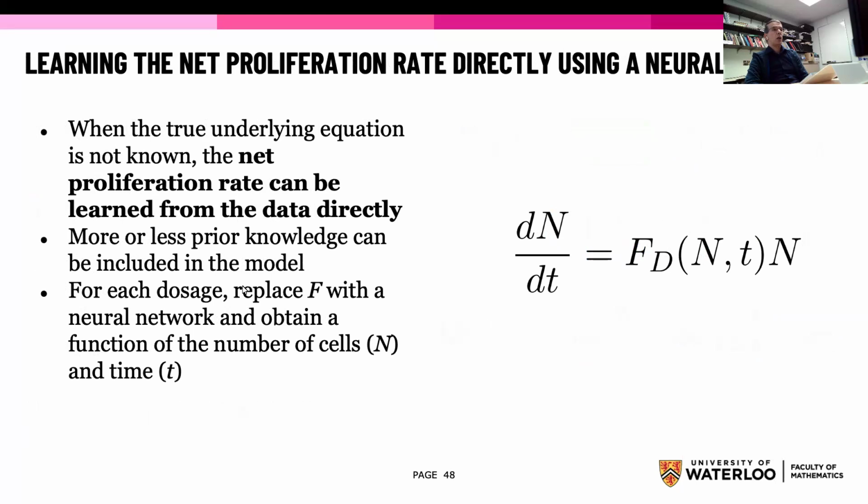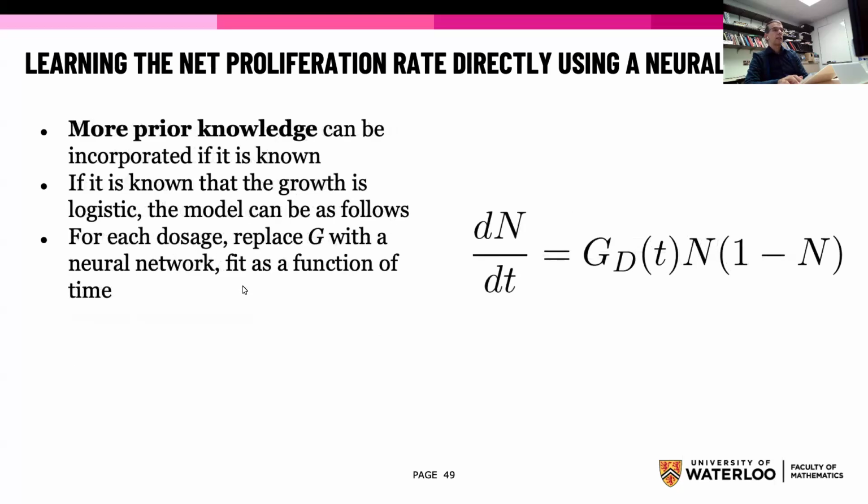So if the true underlying equation is not known, the net proliferation can be learned from the data directly. As you know, we have simplified the form into two cases. The first one is that we replace all details by FD, and then for each dosage, replace F with a neural network and obtain a function of the number of cells and time t. Second, if we know that the growth is logistic, then we can adjust it accordingly, and then for each dose, replace G with a neural network as a function of time.